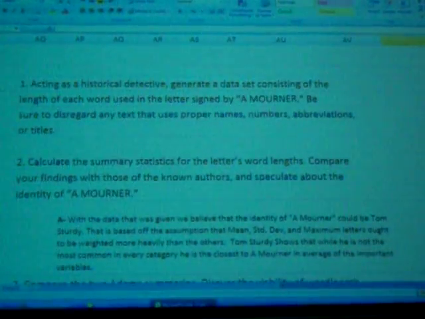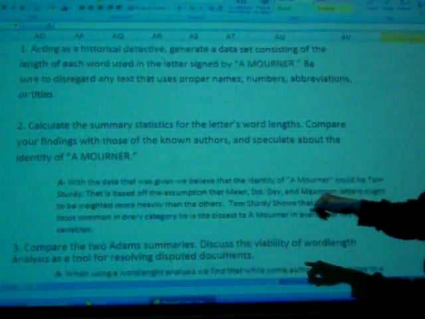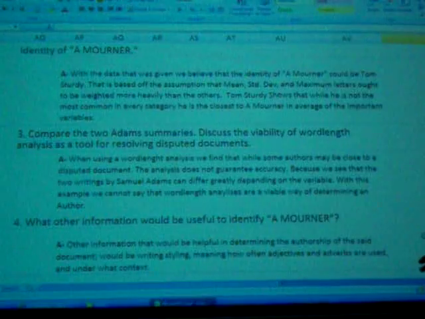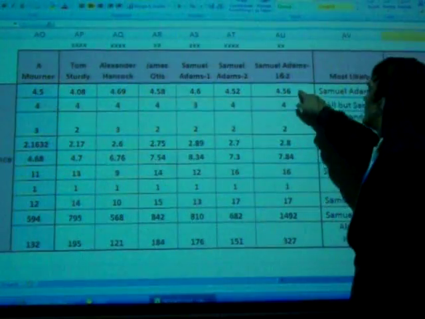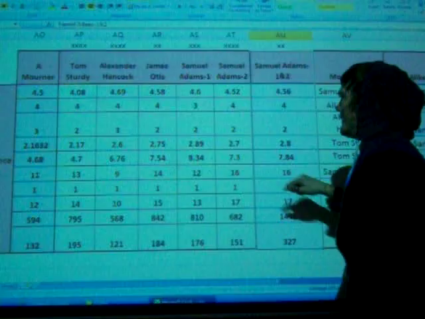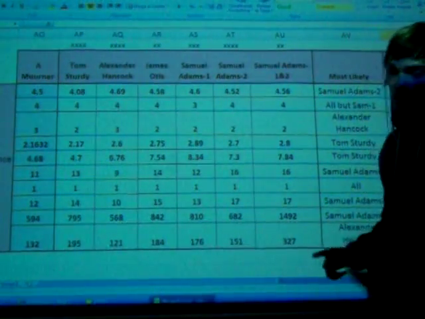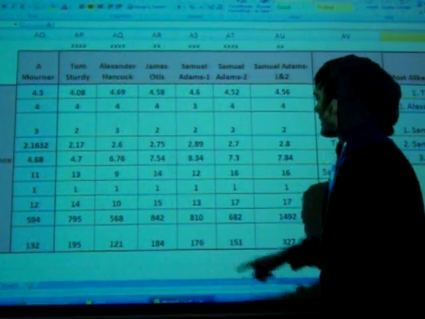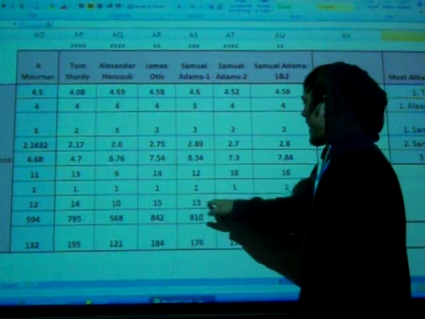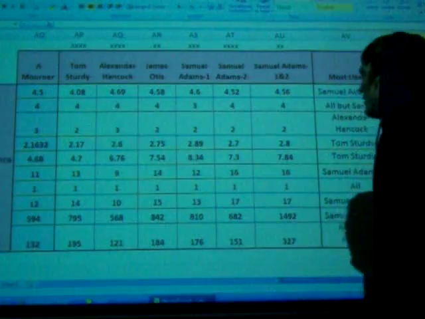And then for the second question, or no, that was the second question. What we had to do for the third one is compare the 2 Adams summaries. Adams had done 2 works. Samuel Adams had this one, and we're comparing the 2. These are averages of these 2. So we had to compare these 2 and find that even though they're the same writer, they could be extremely different as far as sum of the letters or max size of words, 17 to 13, range 16 to 12, and so on.